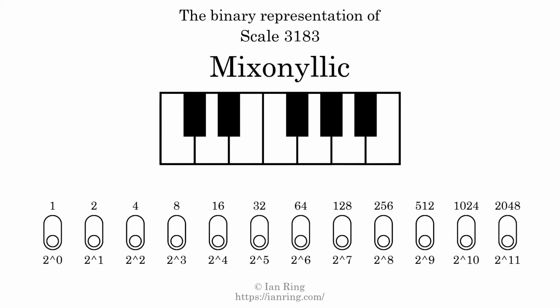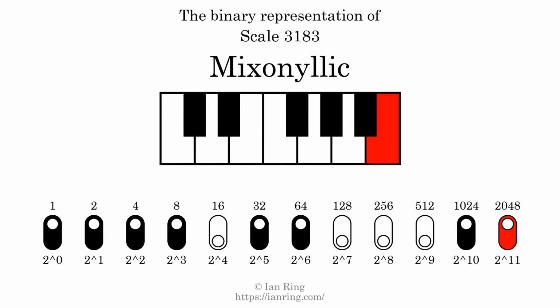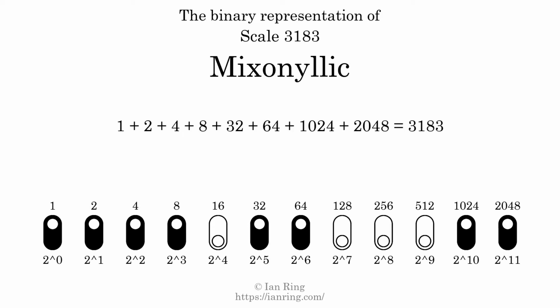The binary representation of this scale is determined by mapping tones of the scale to binary digits. Each binary digit represents a power of 2. To get the scale number, we add the powers of 2 together. The powers of 2 that are present in the scale, all added together, equals 3183.